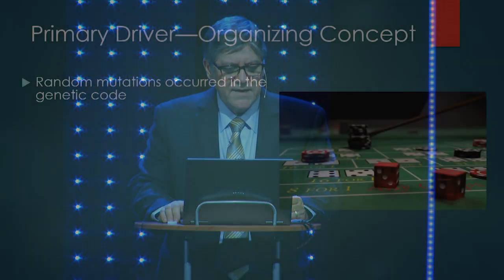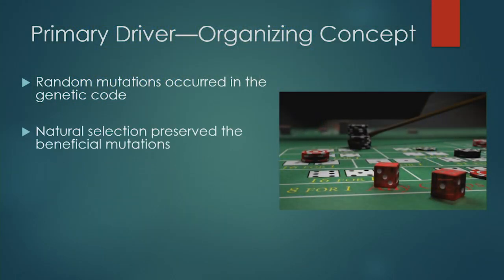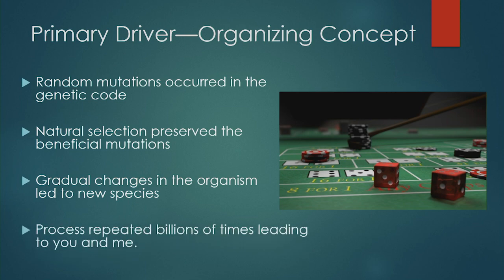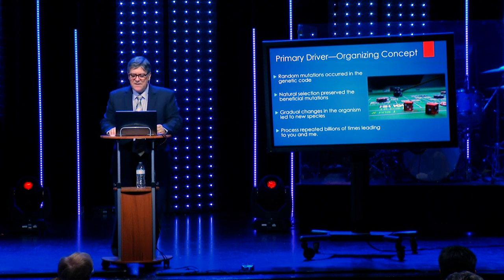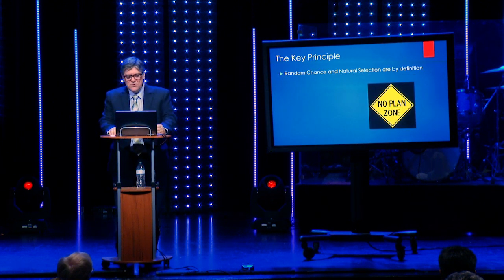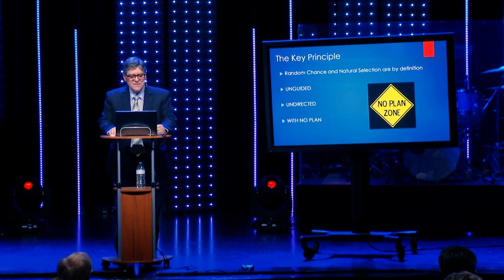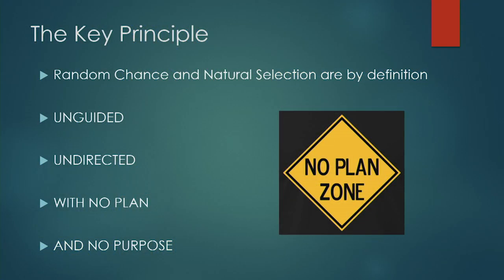But the primary driver, the organizing concept, if you will, is that random mutations occurred in the genetic code. Natural selection preserved those beneficial mutations. Gradual changes in the organism led to a new species. It's a process that is repeated billions of times, leading ultimately to you and to me. Now, the key principle is this: random chance and natural selection, which are by definition unguided, undirected, with no plan and no purpose. Because as soon as you invoke a plan or a purpose, you invoke intelligence, and it is no longer random.